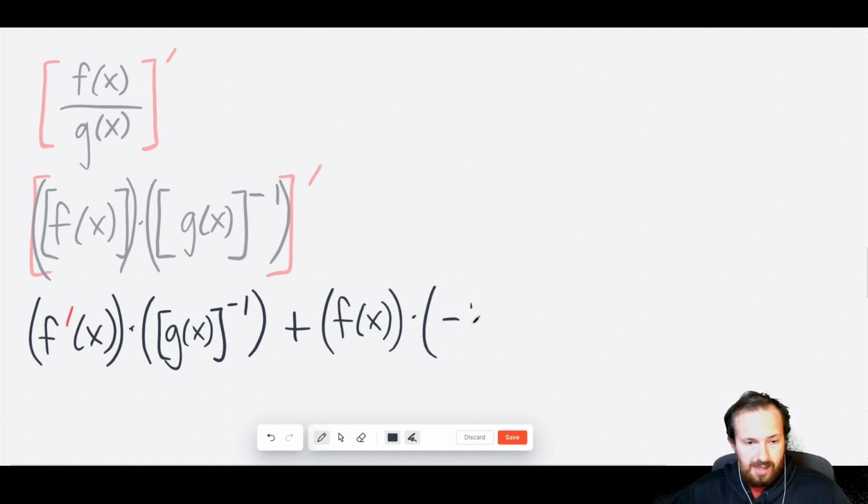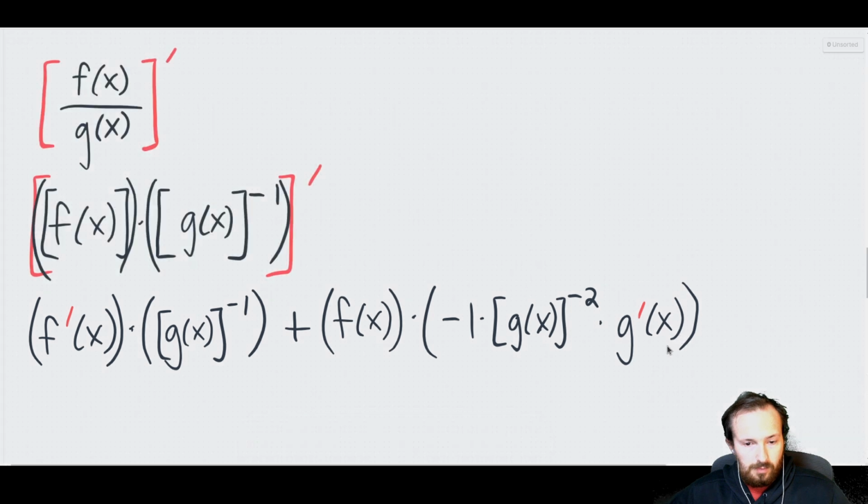So what would that be? That would be negative 1 times g of x to the negative 2. That's the power rule. Bring the power down. So I'm going to use the power rule and the chain rule here. Take the current power, multiply it out front, then decrease by 1. That's what we've done here. And then because this is a chain rule, we need to take the derivative of the inside too, which would be g prime of x. So there you go. This is the quotient rule, although it really doesn't look like it.